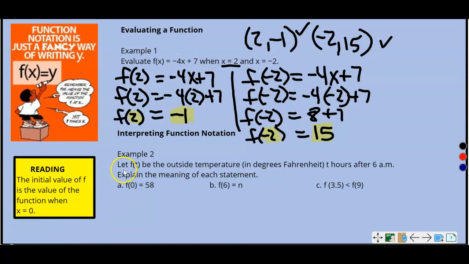All right, so the most important thing here is to read the question and understand what the given information is, okay? So we're talking in degrees Fahrenheit. T is time. Time is the number of hours after 6 a.m. So each one of these we had to determine based on that information. Being able to explain things will help you understand math tremendously.